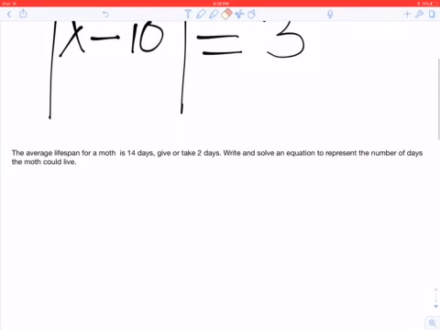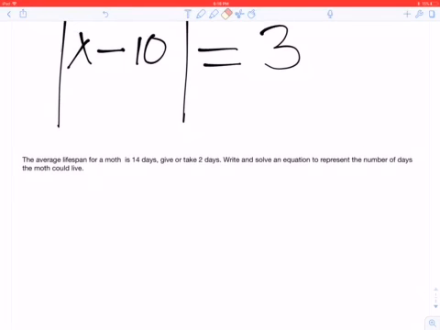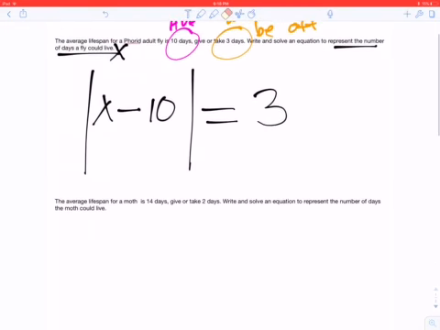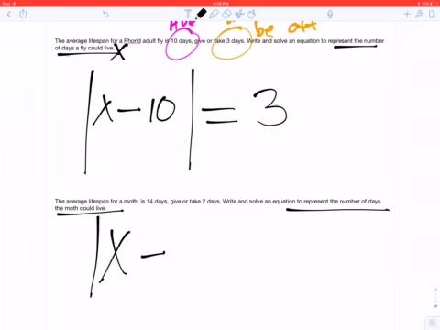Try one more that I've got right here. The average lifespan for a moth is 14 days, give or take 2. You try to set it up real quick. However, I'm going to go ahead and work it. Again, the difference between the number of days a moth could live and 14, the difference between what you want to get and what you could get, can be 2 off.